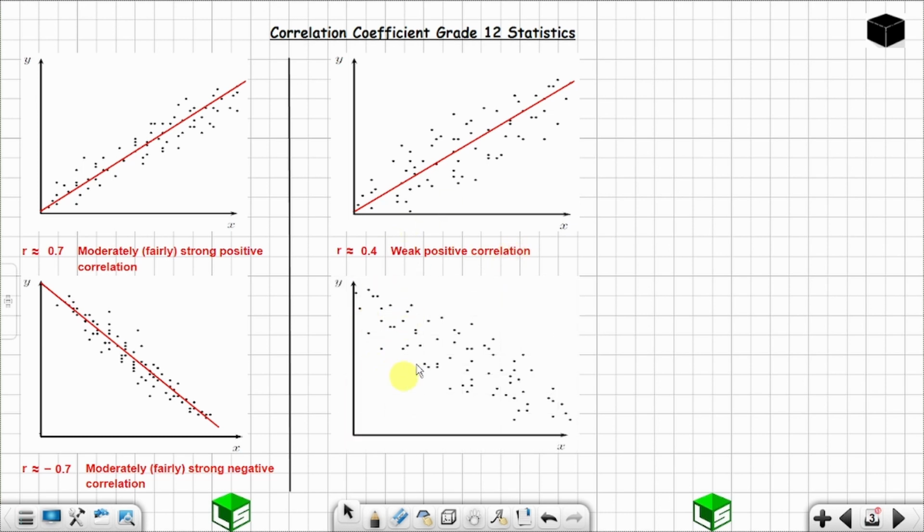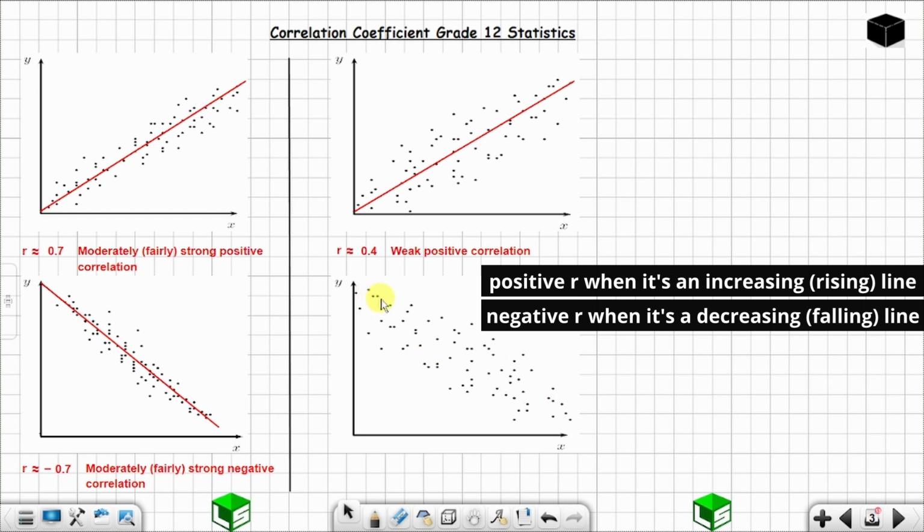Let's say you are also given this scatter plot. When you try to draw a straight line following this pattern, you are going to have this. Now you have R approximately negative 0.4. So you are going to call this weak negative correlation.